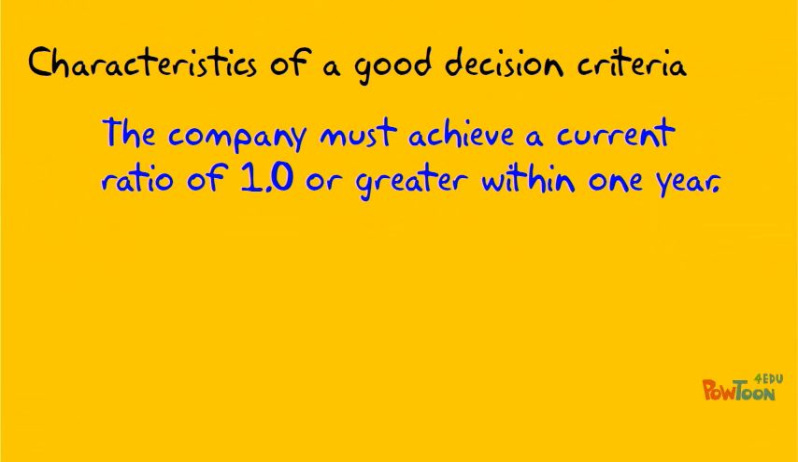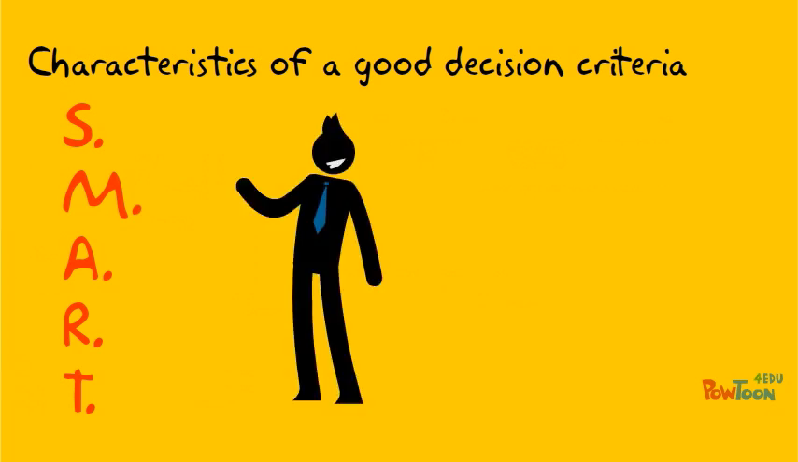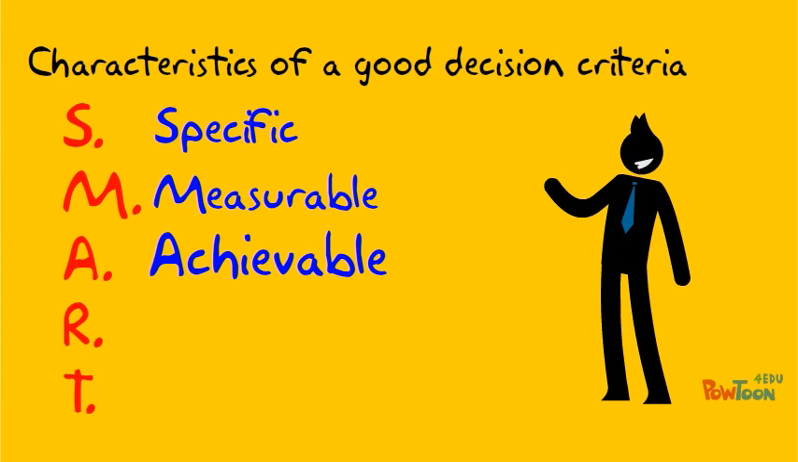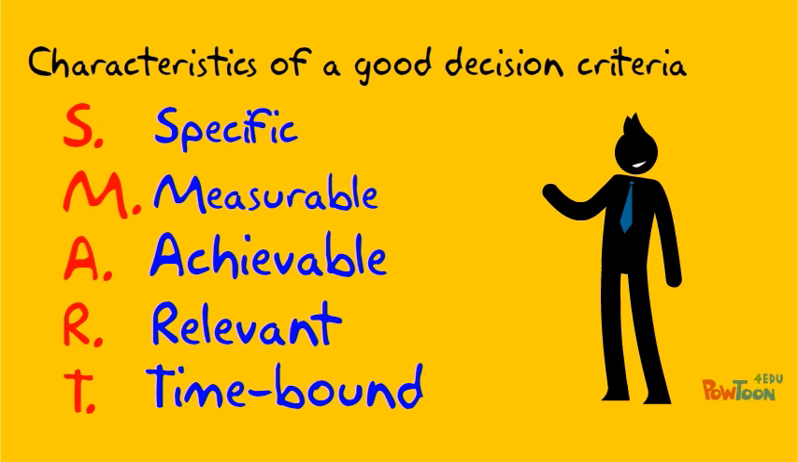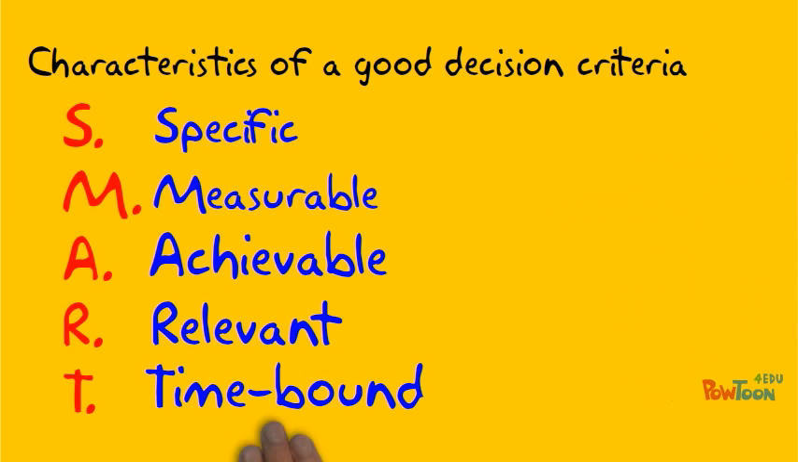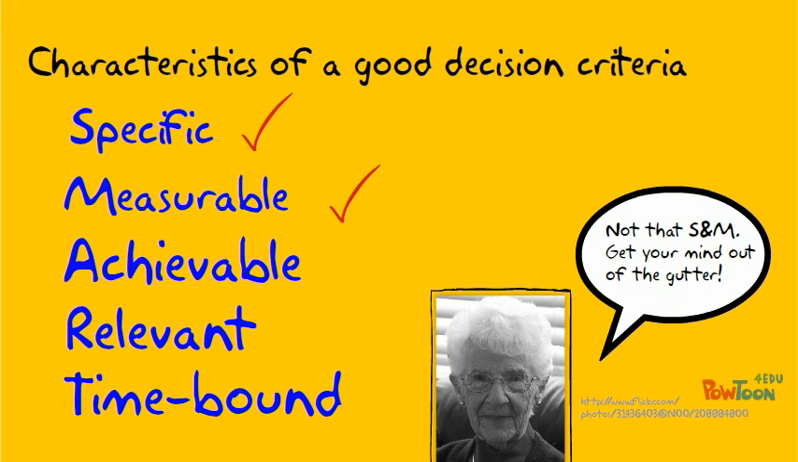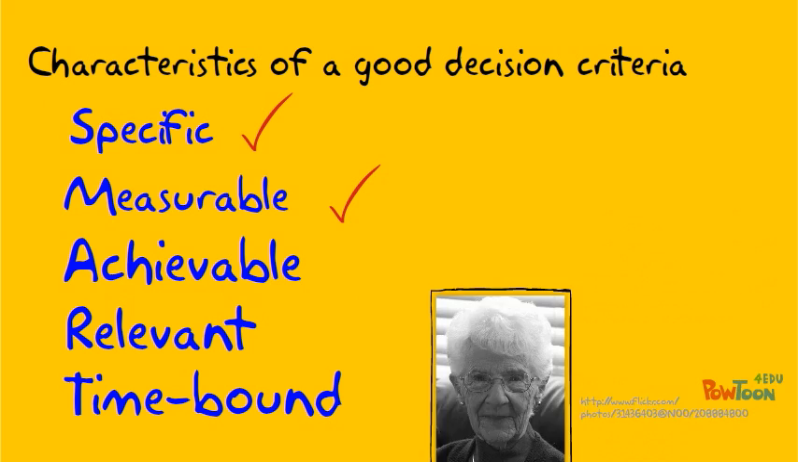I want you to notice something about the decision criteria I selected. It is SMART. Do you remember what SMART means? SMART means specific, measurable, achievable, relevant, time-bound. Here's why it's so important. Let's look at the S and M, specific and measurable.